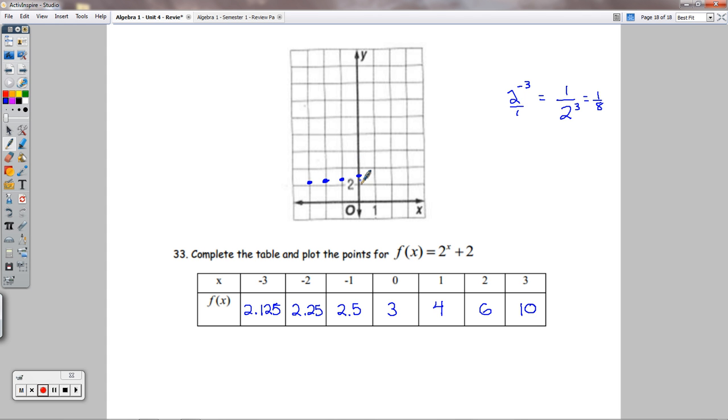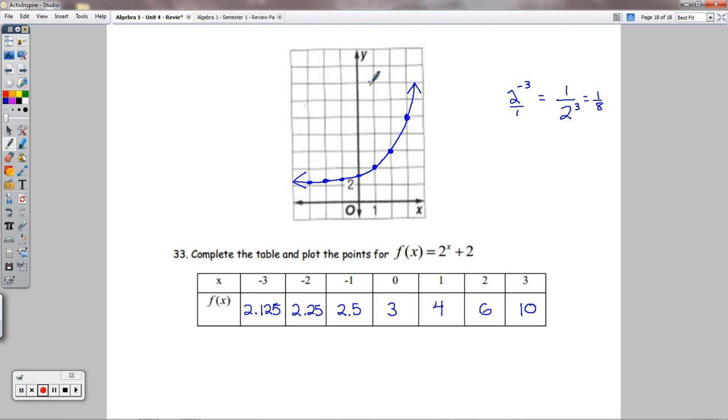And then going over 1, we'd be at 4 right there. Going over 2, we'd be at 6 right there. Going over 3, and go up to 10. So this would be 8, this would be 10. Connect those with a curve. And that curve would continue going this way. This would be an exponential growth because we are getting bigger or getting higher as we move from left to right.